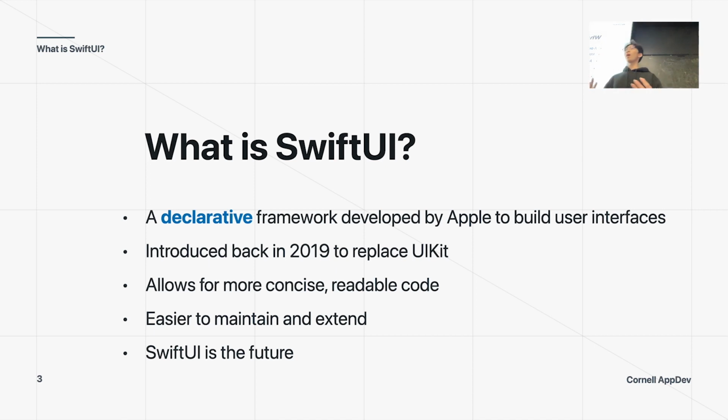And the reason why Apple decided to shift from UIKit to SwiftUI is because there are fewer lines of code that you need to write. So it allows for more concise and readable code. And it's a lot easier to maintain, extend, and build off of. And that is why SwiftUI is the future. So if you guys are ever interested in app development, I highly recommend learning SwiftUI.